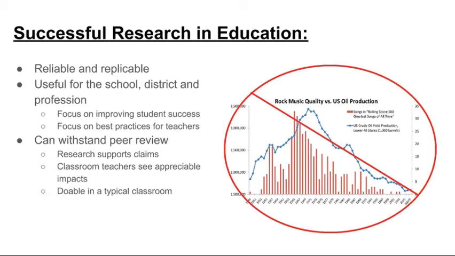Successful research in education needs reliable and reproducible results. They must be trustworthy and can withstand peer review. The point of research is to make a positive, lasting impact in classrooms, and this is impossible without successful research.